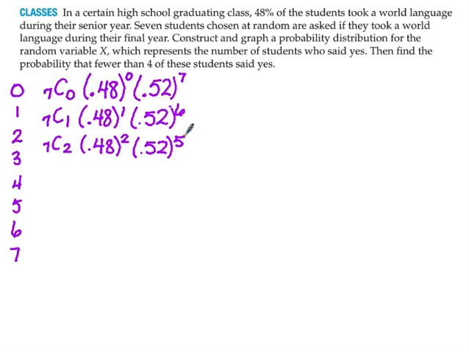Okay, so now what we're going to do is divide and conquer. So Zach, your group is going to be responsible for 0, 1, and 2. You guys are responsible for 3, 4, and 5. You guys are responsible for 6 and 7.